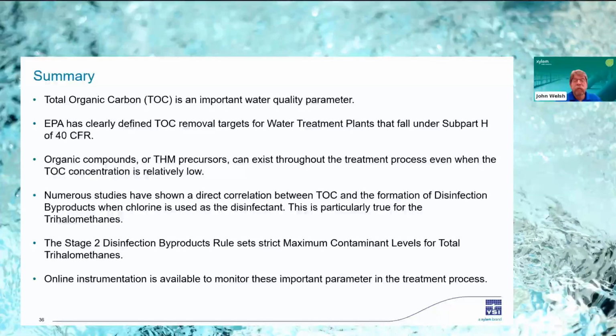Stage 2 disinfection byproducts rule sets strict maximum contaminant levels for both the trihalomethanes and the haloacetic acids. Although I didn't mention it explicitly about the online THM analyzer, it's just the THMs that it can monitor. The haloacetic acids require a slightly different technique for determining those. But online instrumentation is available to monitor these important parameters in the treatment process.